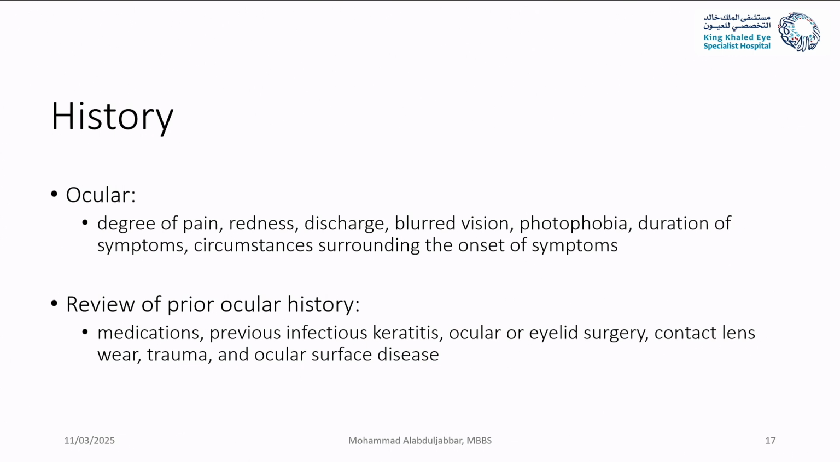And we'll talk about later how to get a culture properly. So when you encounter any patient, you will start with a history first. First, you will go with the ocular history. You will ask about the degree of the pain, the redness, discharge, the blurry vision, the photophobia, and you will ask the duration of these symptoms.